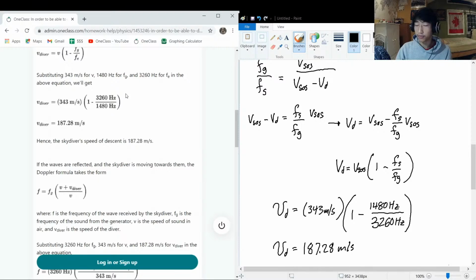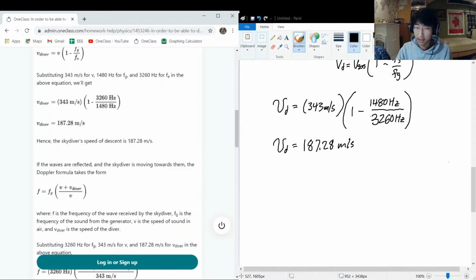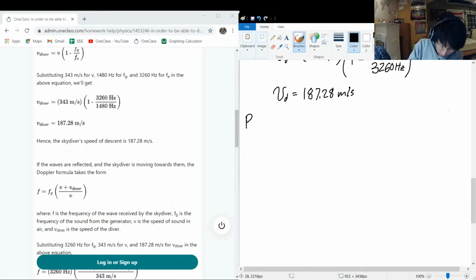And now for what the receiver hears, or what the diver hears. So essentially what is heard at the ground is directly reflected back up. And now it's a situation where we want to see the Doppler effect again, but on the reflected wave. So for part 2, the reflected wave. We know that in this case, the source is the ground.